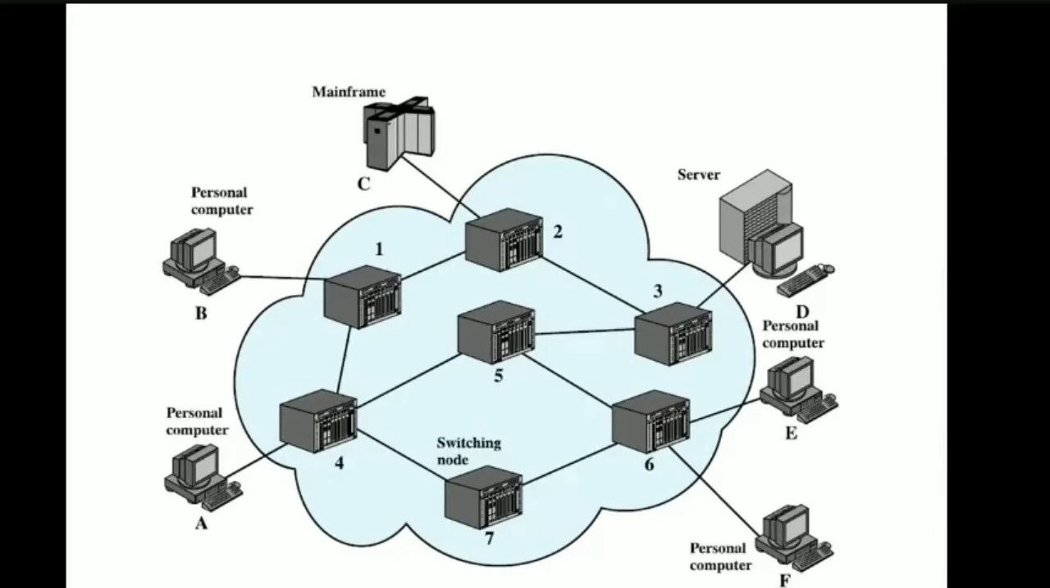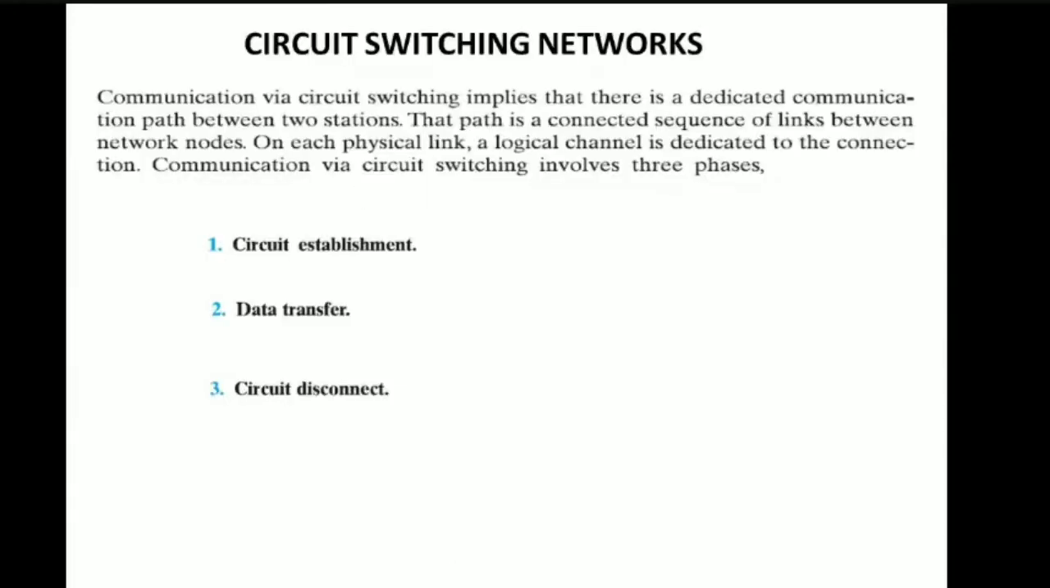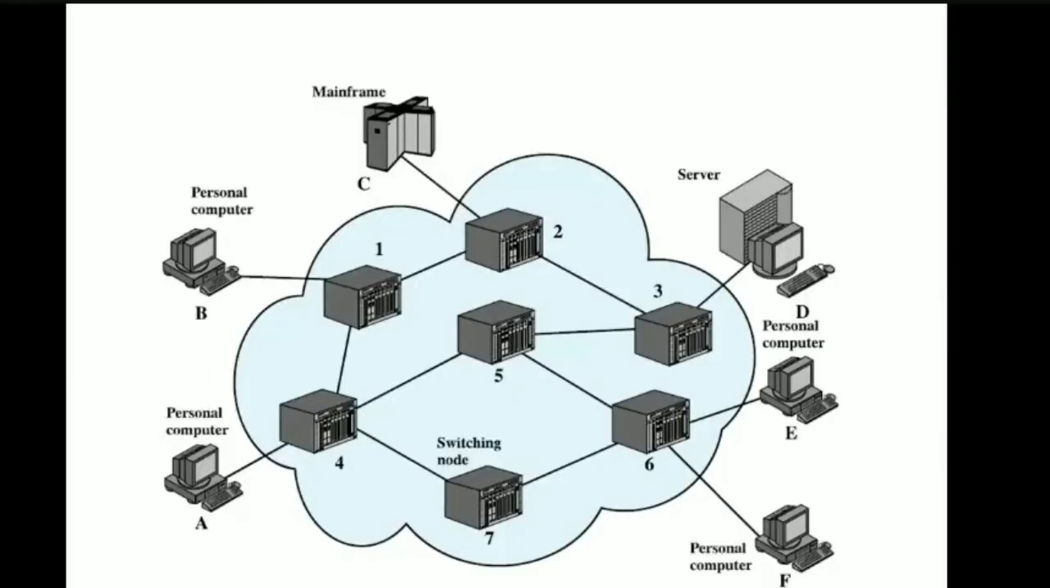So what is the path here? The path is A to 4, 4 to 5, 5 to 6, and then 6 to E. This is how the connection has been established, and the data transfer path is also this one. After successfully completing the data transfer, what is the third phase here? Circuit disconnect. After some period of data transfer, the connection is terminated. Either E wants to terminate the connection or A wants to. If any one of the stations wants to terminate the connection, the circuit will be disconnected.